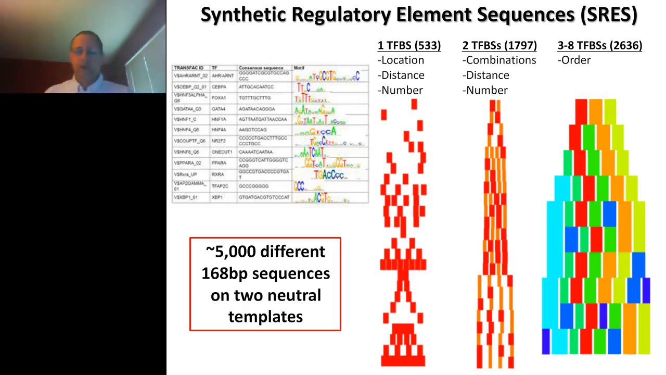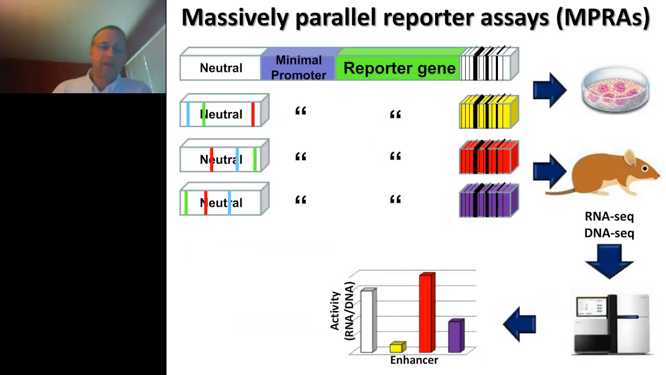So now we have this library of 5,000 different sequences, all with various different transcription factor binding sites, and we have barcodes that we link to those synthetic sequences. And then the next step is we tested these sites both in cell lines, HepG2 cell lines, which are liver cell lines, and also in the mouse, as I'll show you in a second.